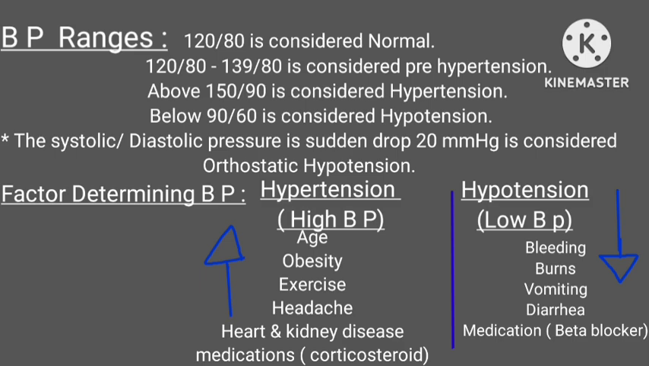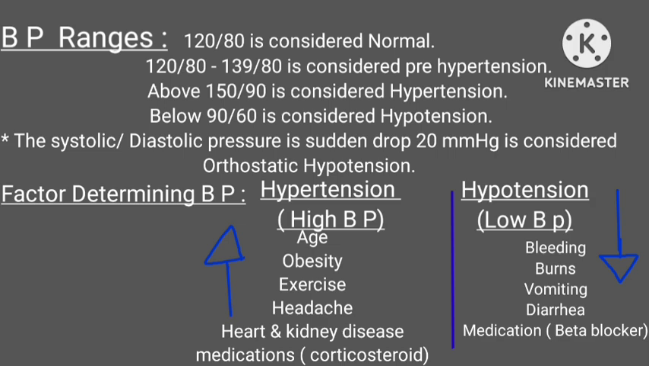Then let's discuss factors determining blood pressure. First, hypertension, meaning high BP: age, obesity, exercise, headache, heart and kidney disease, and medication. Medication, such as corticosteroids. Corticosteroids are used a lot, for example prednisolone.